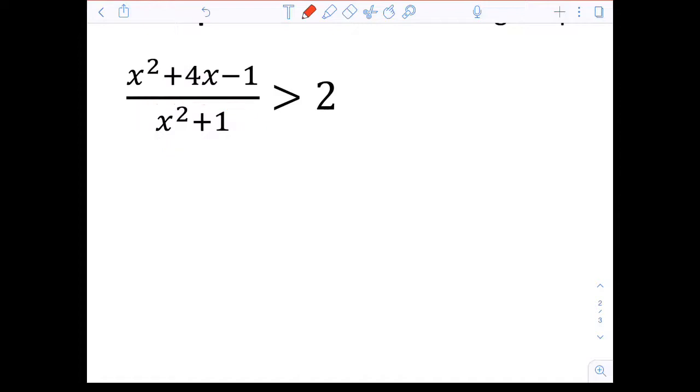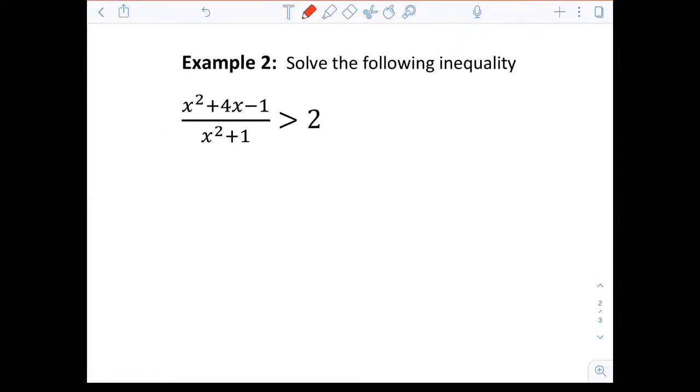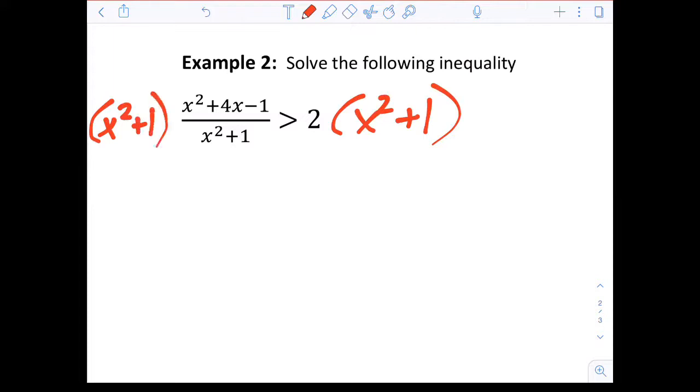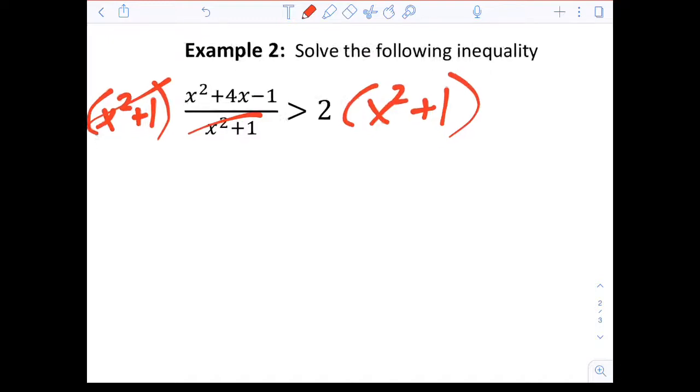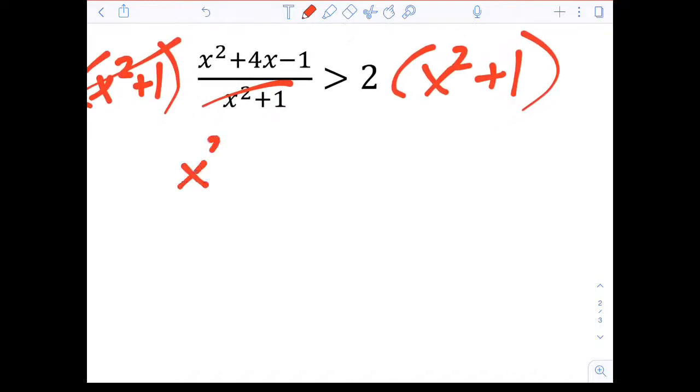So this is the rare case where I would be able to multiply both sides by x squared plus 1. Those would cancel out on this side, and I could distribute through on the right side. I can only do that because the denominator can never be negative in this case. x squared plus 1 will always be a positive number. So if that's the case, we can follow through.